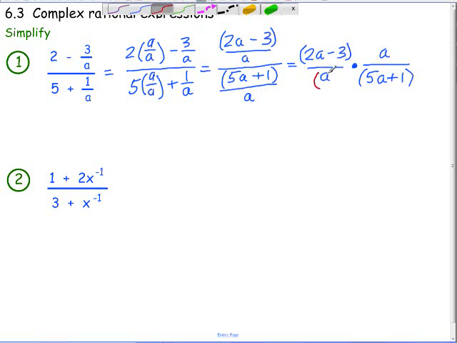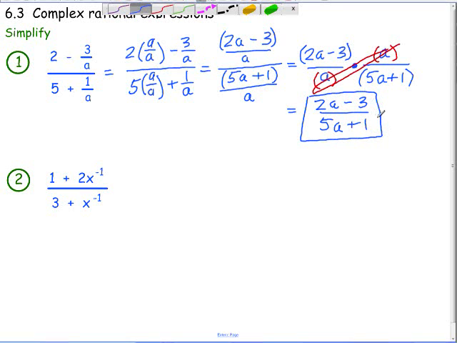What happens? I've got a over a, which is the same as 1. So when I simplify this, 2a minus 3 over 5a plus 1. Is there any further I can go with this? Do I have anything common that I could factor out? I don't. This is as far as I can go.